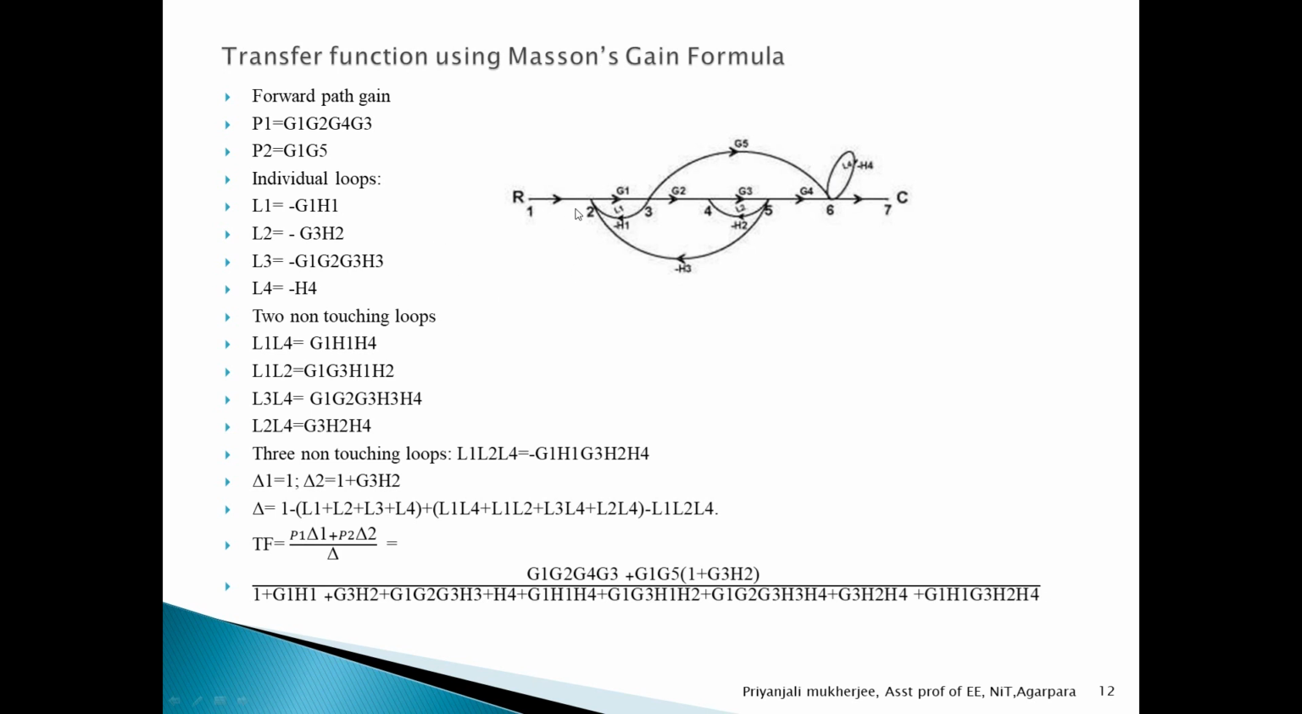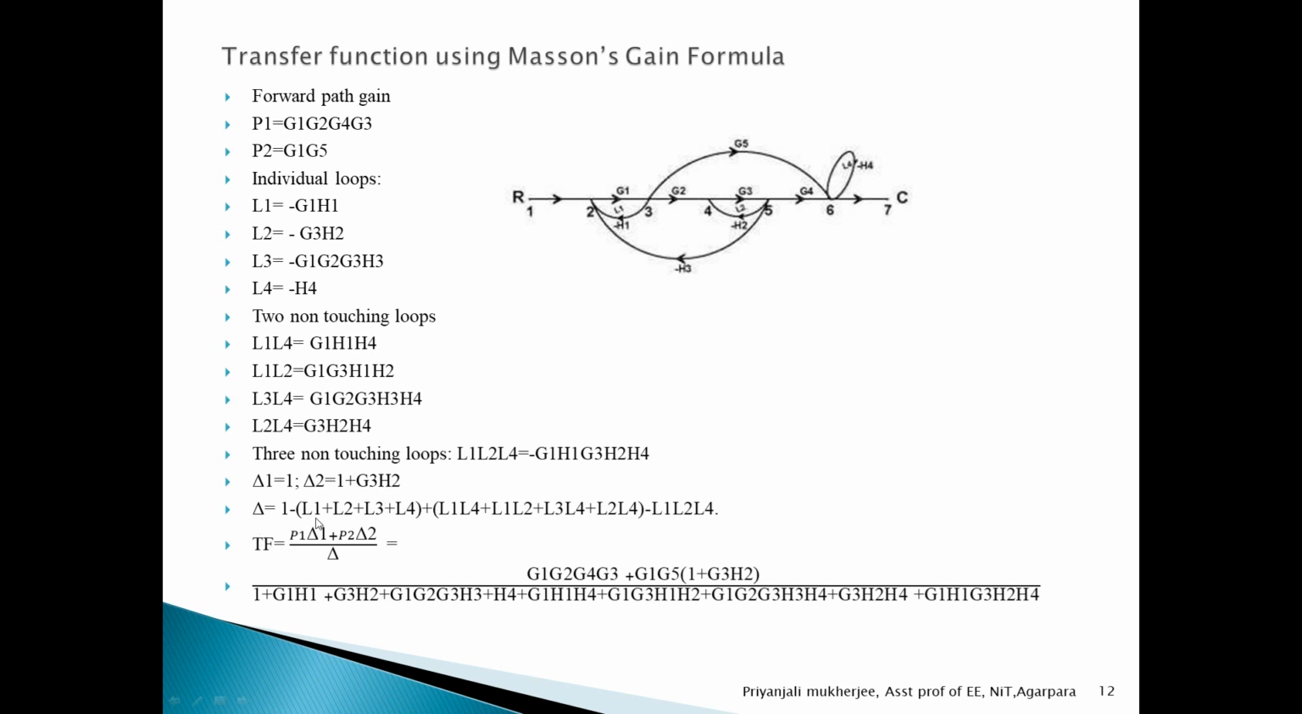Next we need to find delta 1 and delta 2. For delta 1, there is no loop which is not touching the first forward path G1, G2, G3, G4, so delta 1 is equal to 1. But in the case of delta 2, the loop L2, that is G3 into minus of H2, is not touching the path G1, G5. So delta 2 is 1 minus the loop gain, that is 1 minus of minus G3 H2, so it becomes 1 plus G3 into H2.